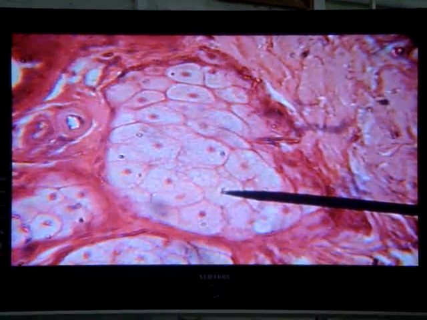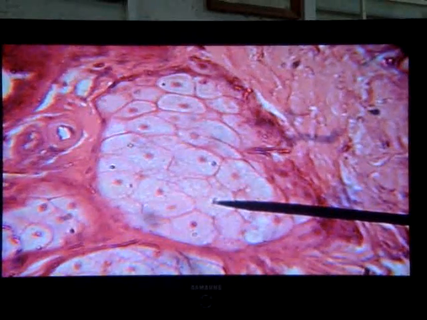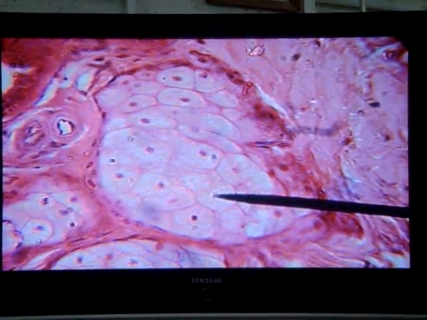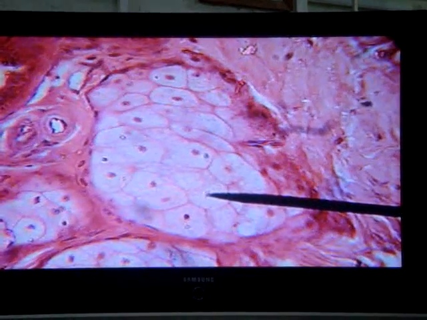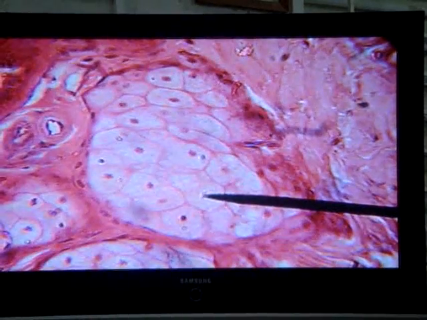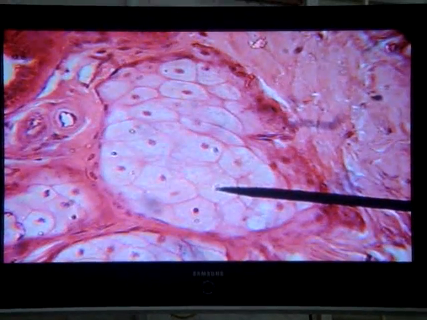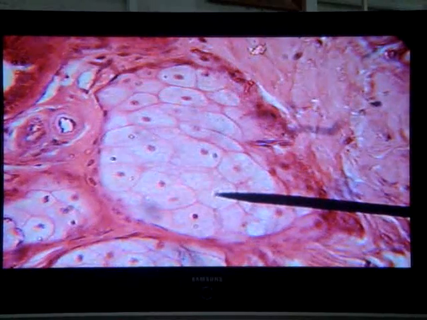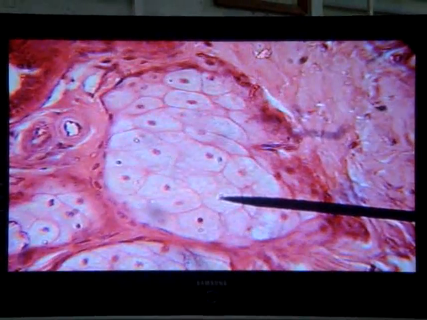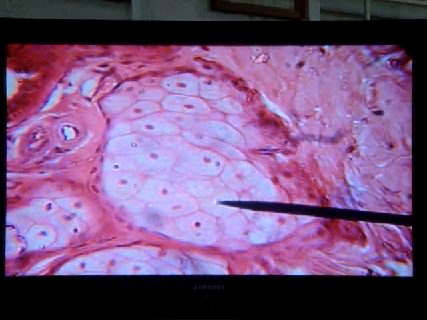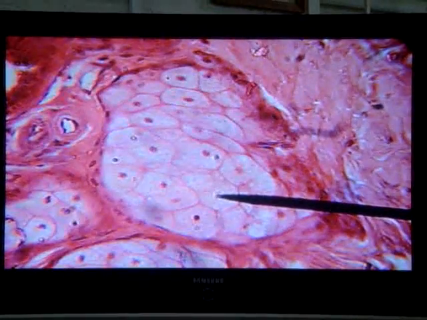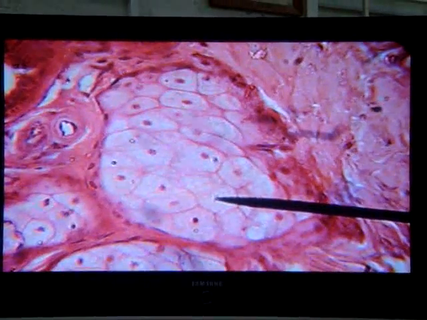I want you to observe how pale these cells are and the vacuolated appearance of the cells. This is due to the presence of the lipid-based substance that we call sebum. The oily secretion. And this oily secretion is supposed to be antiseptic, antifungal, antibacterial. All these things are features of the sebum.